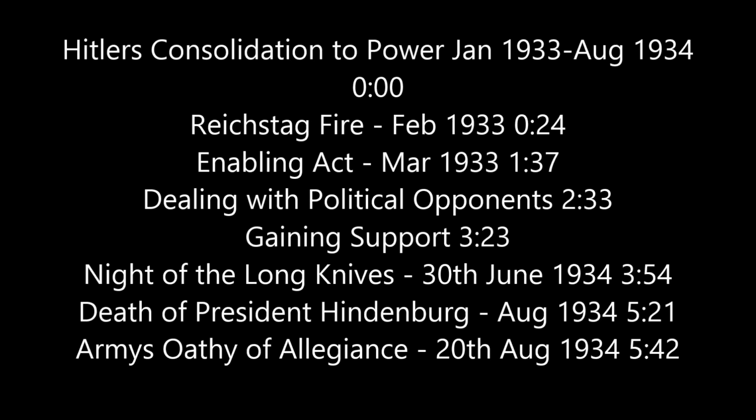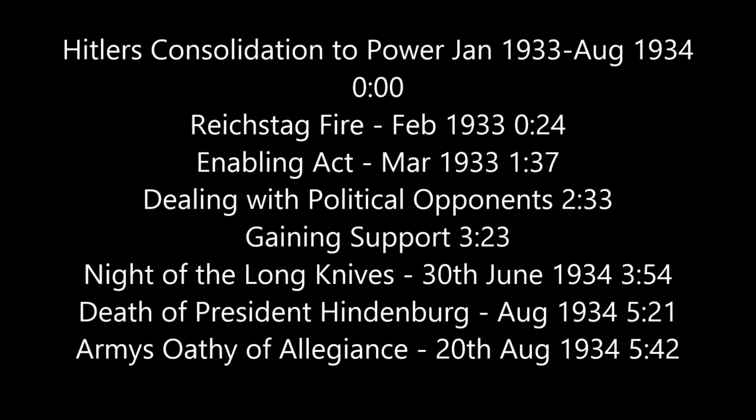Hitler's consolidation to power, January 1933 – August 1934. Hitler was made Chancellor in January 1933, and he demanded that the Reichstag should be dissolved, and as a result of this demand there was a call for new elections in March 1933. To gain a majority in the Reichstag, the Nazis needed to discredit the left wing and exploit the fear many Germans had of communism.